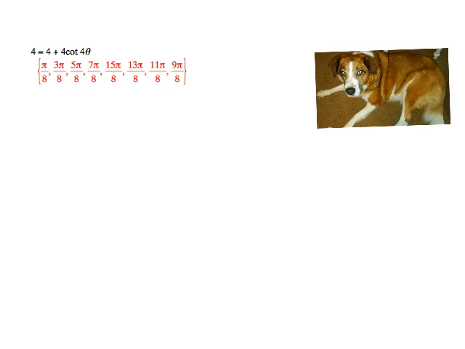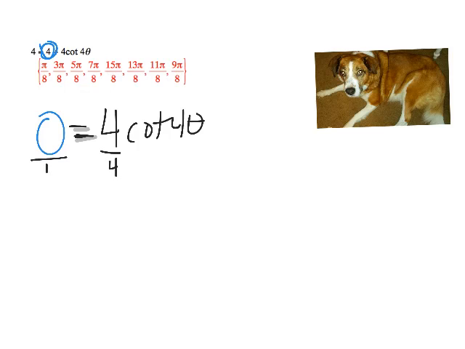All right, so we are going to solve 4 equals 4 plus 4 cotangent of 4 theta. Oh gosh, so many 4s. I am going to take this 4 right here and subtract it from both sides. When you do that, you will get 0 equals 4 cotangent 4 theta. And then, of course, I will divide both sides by 4. So then 0 equals cotangent 4 theta.